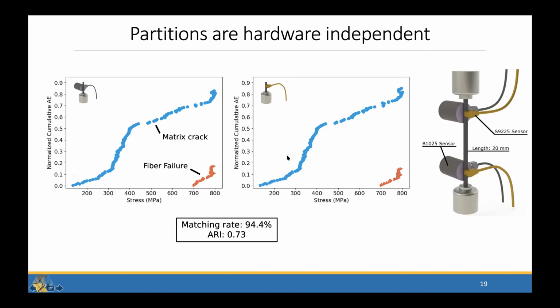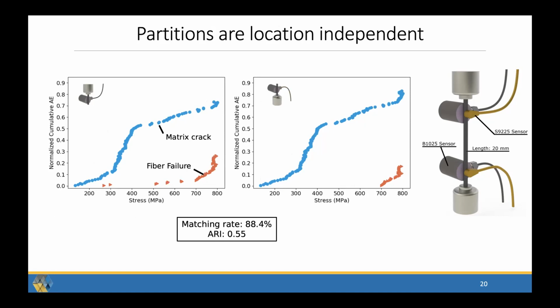Here's the other sensor. Here's our matrix cracking. Here's our fiber failure with a match rate of about 94%. They also were location independent. So then we look at the same sensor, but at different locations. And again, we saw ARI over 0.4, we saw 0.55, and a match rate of about 90%, 88%. And again, with features that made sense. Like this makes sense for a composite, that this would be the way matrix cracking happens, and this would be the way fiber failure happens.